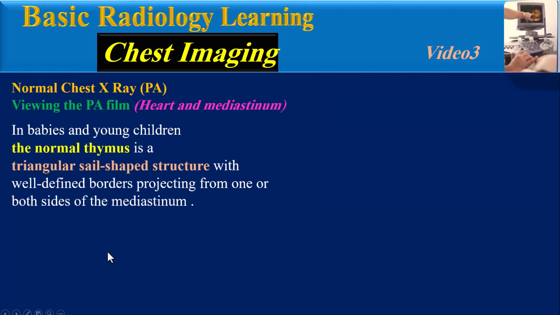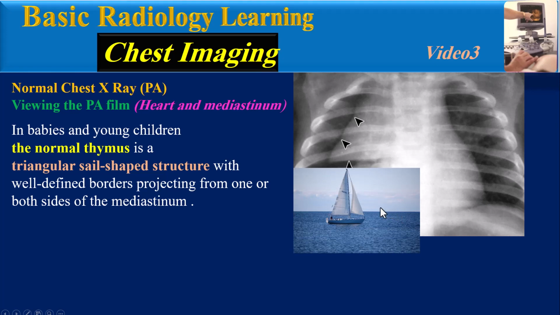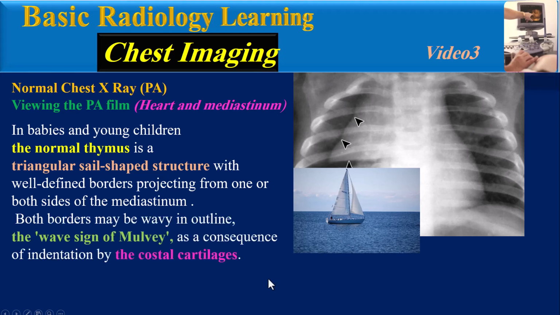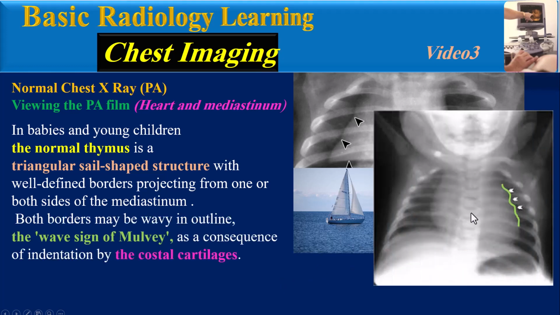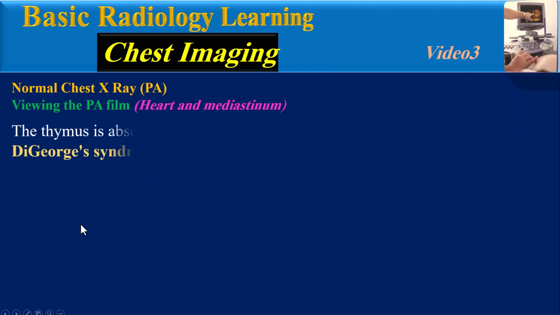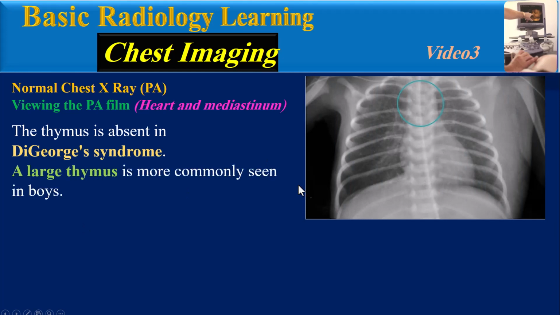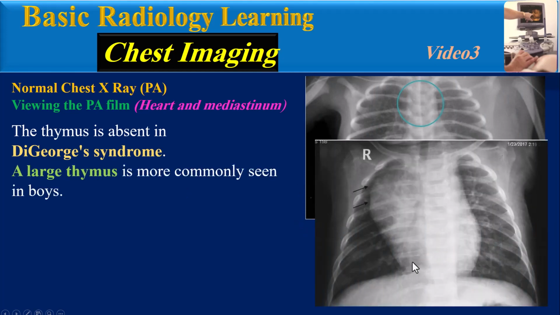In babies and young children, the normal thymus is a triangular sail-shaped structure with well-defined borders projecting from one or both sides of the mediastinum. Both borders may be wavy in outline, famous as the wave sign of Mulvey, as a consequence of indentation by the costal cartilages. The thymus is absent in DiGeorge syndrome.